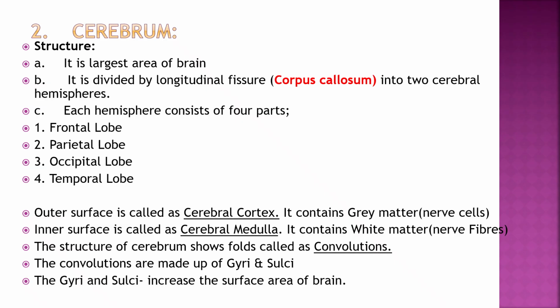The outer surface of cerebrum is called as cerebral cortex, and it contains grey matter which consists of nerve cells, that is neurons, and the inner surface is called as cerebral medulla. It contains white matter, that is nerve fibers. The structure of cerebrum shows folds called as convolutions. The convolutions are made up of gyri and sulci. So gyri means upper part and sulci means deeper portion. And the gyri and sulci help in increasing the surface area of the brain.